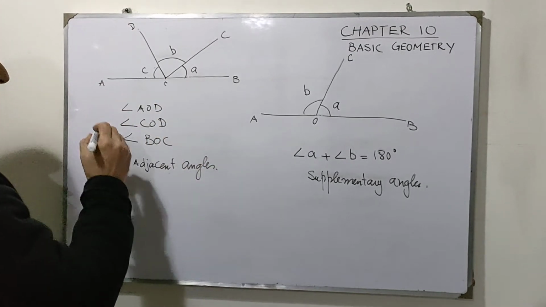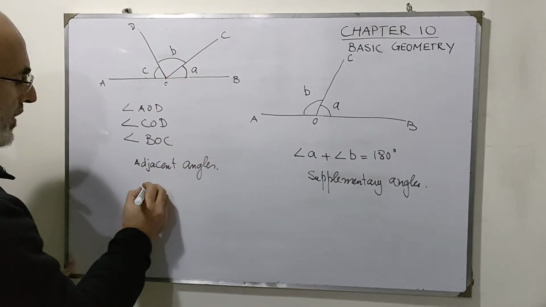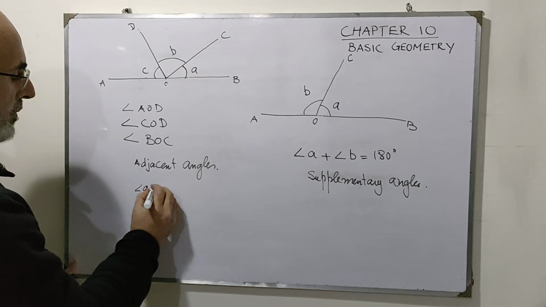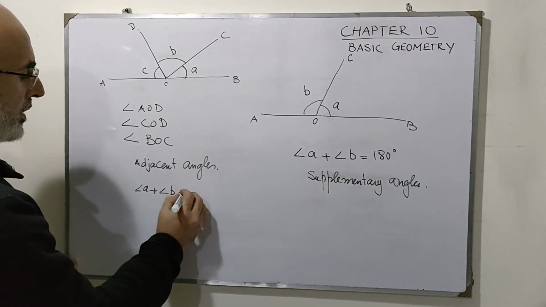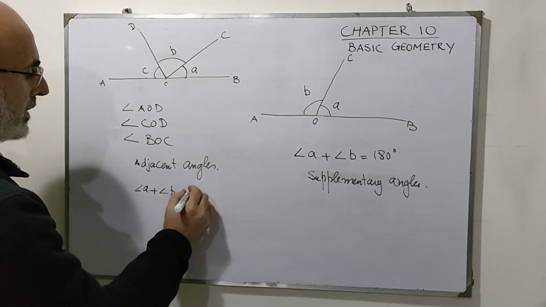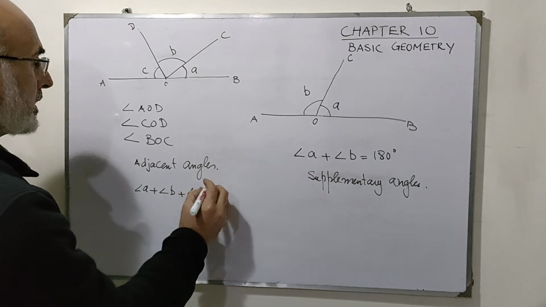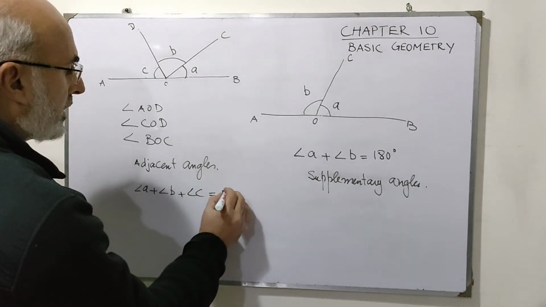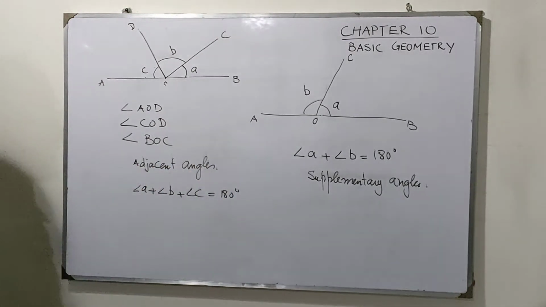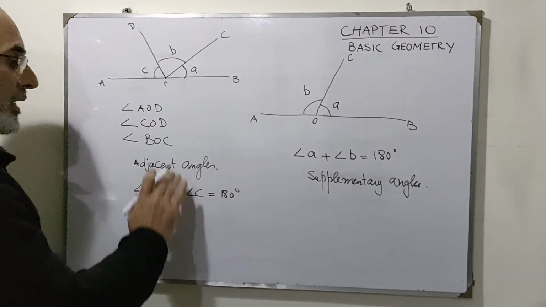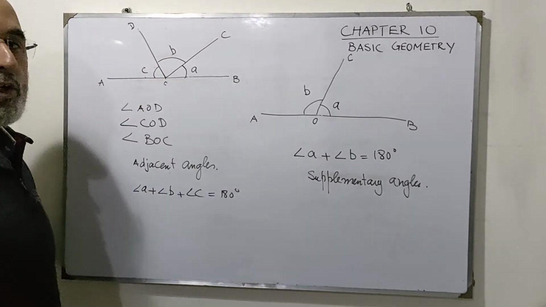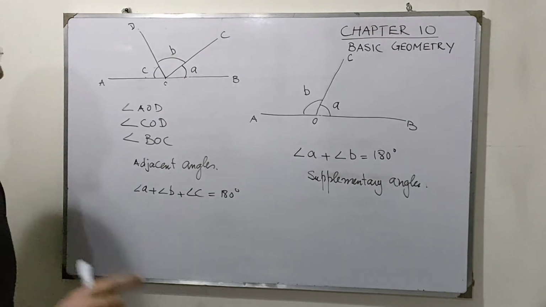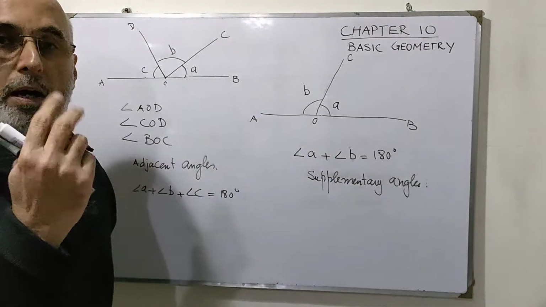And their sum, angle A plus angle B plus angle C, equals 180 degrees. Okay, they are adjacent, their sum is 180 degrees, but they are not supplementary, because for supplementary we need two angles, a pair only.